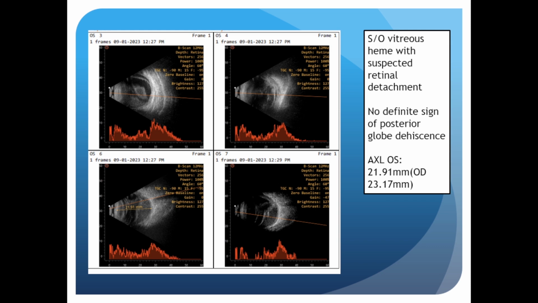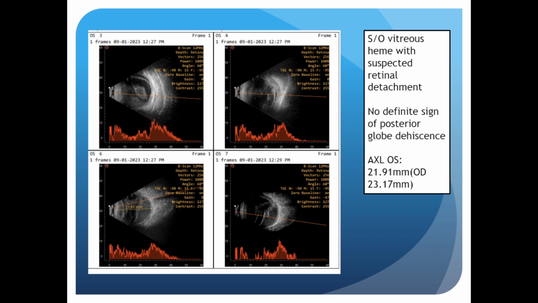Behind only. Behind the muscle insertion. It was behind the muscle insertion only, sir. It has to be, no, because you're talking about an incarceration with retinal detachment. Was the retina also incarcerated in that?